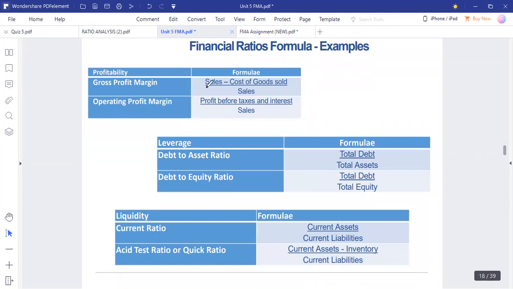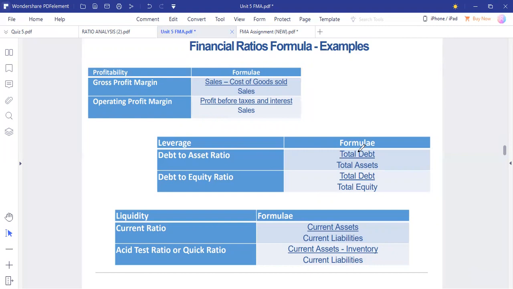If we're dealing with the gross profit margin, it's simply our sales less cost of sales or cost of goods sold. This gives us what is called the gross profit. In short, it is the gross profit over the sales times 100. The operating profit margin is simply the profit before taxes and interest over the sales times 100.